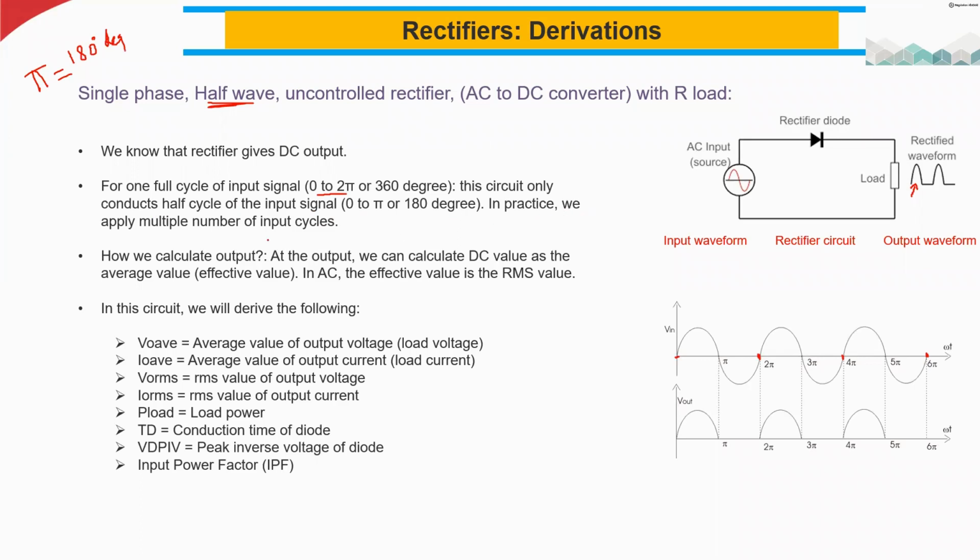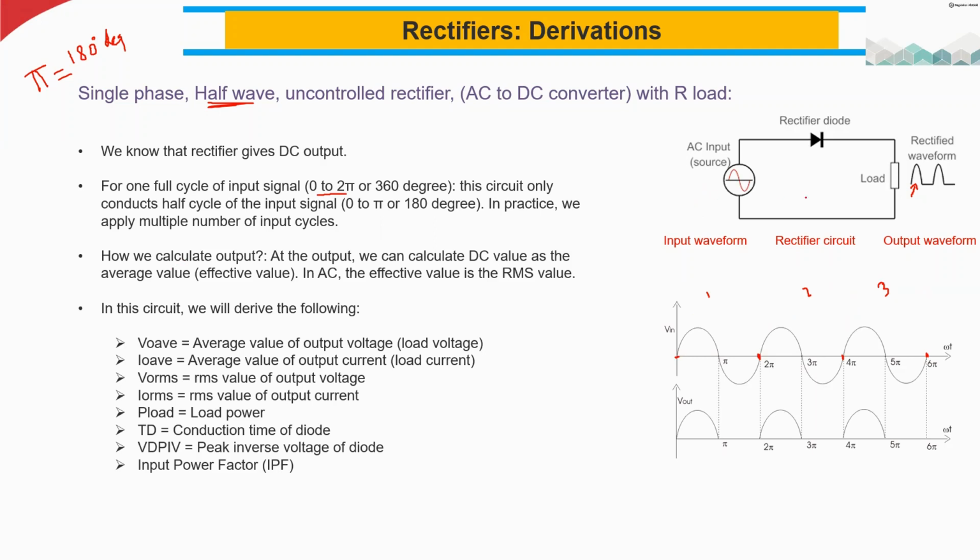In practice, we apply multiple input cycles to the circuit. Here in this example, I have shown only three full cycles. This is cycle one, this is cycle two, and this is cycle three. But when I apply the input, it's going to be quite a lot. For example, in the Norway standard, it's going to be 50 hertz, 50 cycles per second.